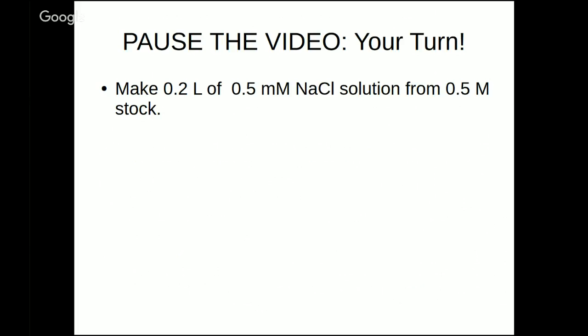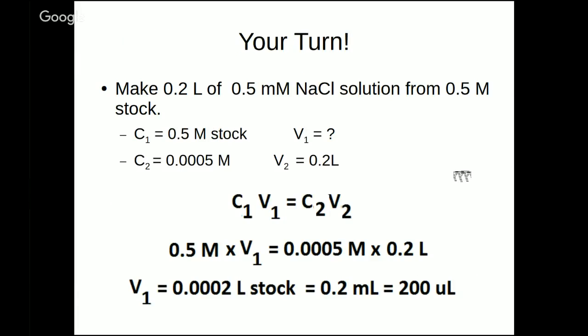All right. So in this problem, I'm asking you to make 0.2 liters of 0.5 millimolar salt solution from a 0.5 molar stock. How am I going to do it? Well, I'm going to use good old C1V1 equals C2V2. First, let's organize the numbers. My C1 is going to be my 0.5 molar stock. My V1, I don't know. That's what I'm solving for.